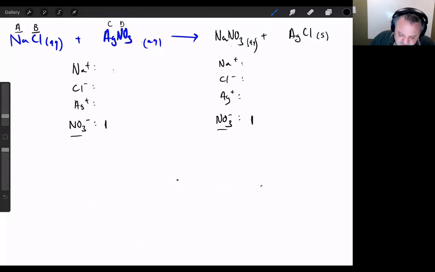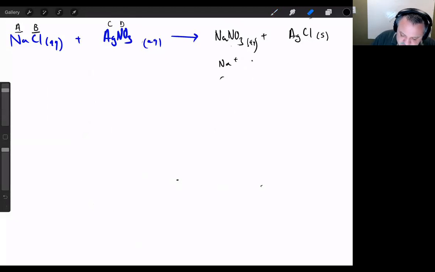Well, there's one nitrate there and one nitrate there, so we're all balanced. There's one silver and one silver, so we're all balanced there. One chlorine and one chlorine, we're all balanced there. One sodium and one sodium, so we're all balanced there. I picked this one because the balancing is trivial. It's already balanced as soon as you write the reaction, so we don't need to really deal with that part.